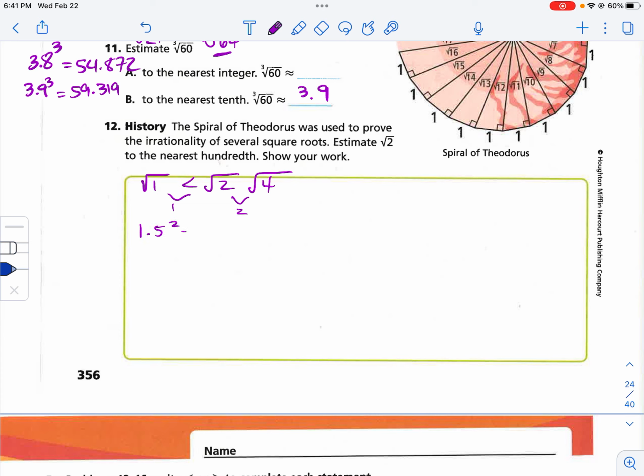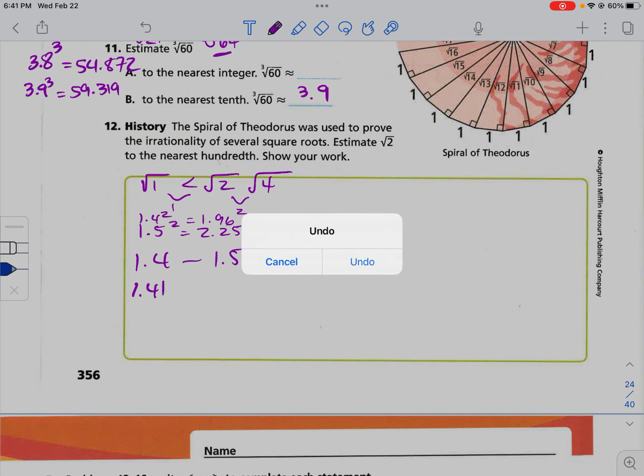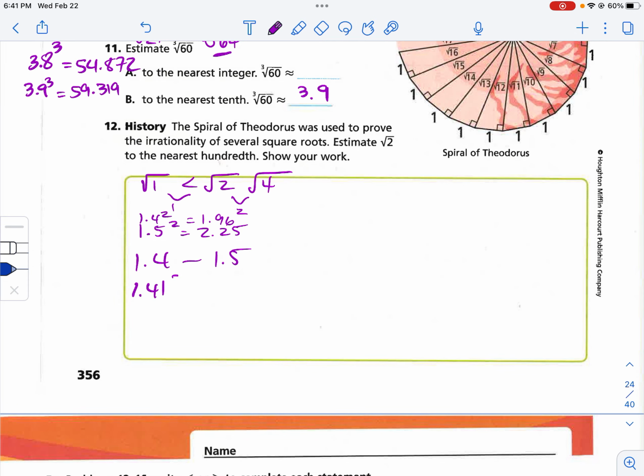1.5 squared would get me 2.25. 1.4 squared would get me 1.96. So that means it's between 1.4 and 1.5. Which one is it closer to? Well, it's going to be closer to the 1.4. So I'm going to do 1.41. Oops. And I'm going to square that. 1.41 times 1.41, and it'll get me 1.9881.